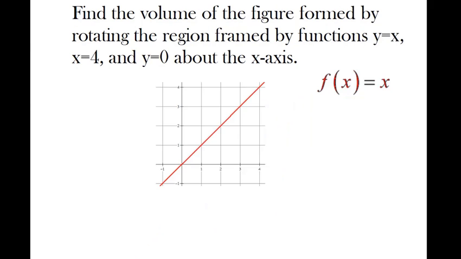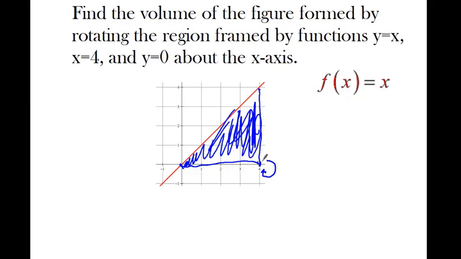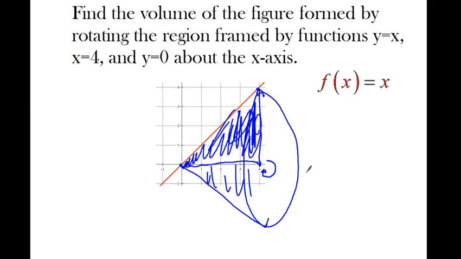So now what we're going to be doing today is we're going to be finding the volume of a figure that is formed by the function y equals x, this right here, by the x-axis, by the vertical line x equals 4, and we take this region and we rotate it about the x-axis. So you take this and rotate it around the x-axis. That creates this cone figure as such. And that's what we're going to be finding the volume of.